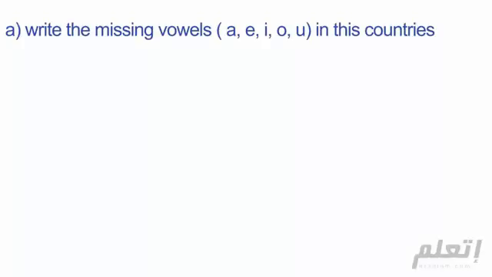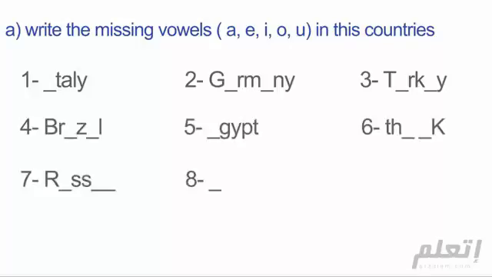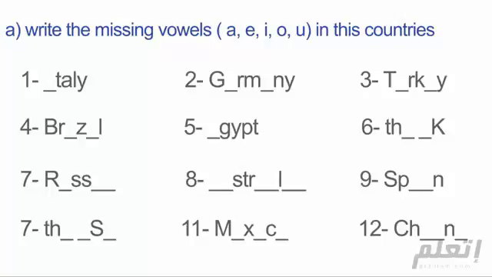As you see, we've got some countries here, but the vowel letters are missing. Again, one more time, what are the vowel letters? A, E, I, O, U. Now, you've got 12 countries to complete. Take your time. You can pause the video and then we're going to check together. Now let's check. Let me read them first and you can listen carefully, and then we're going to talk about the missing vowels.